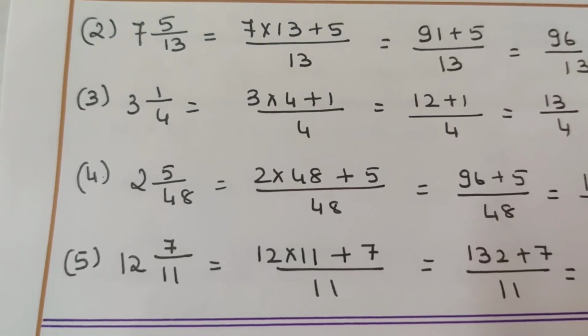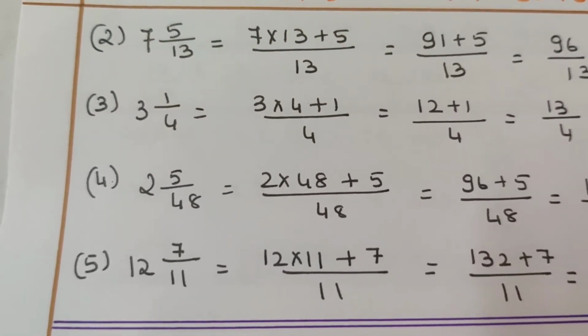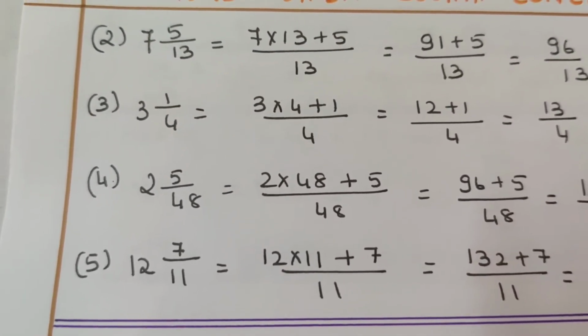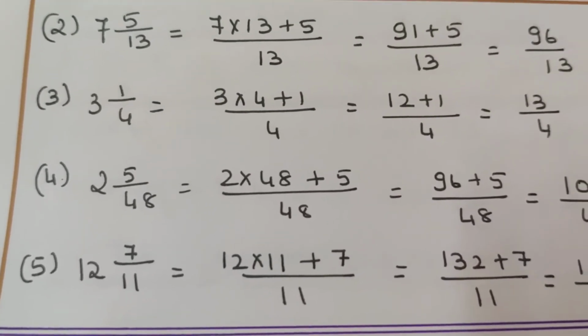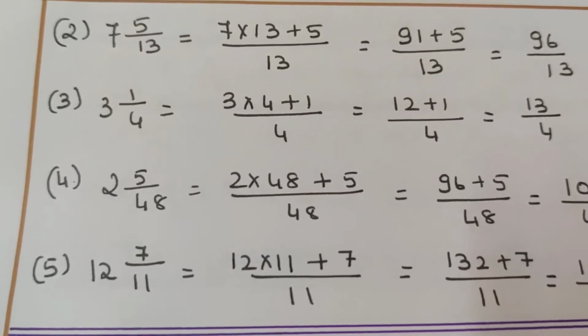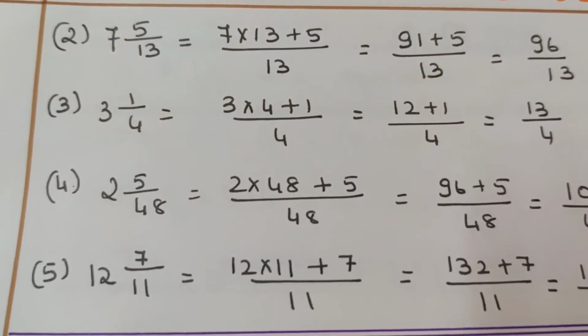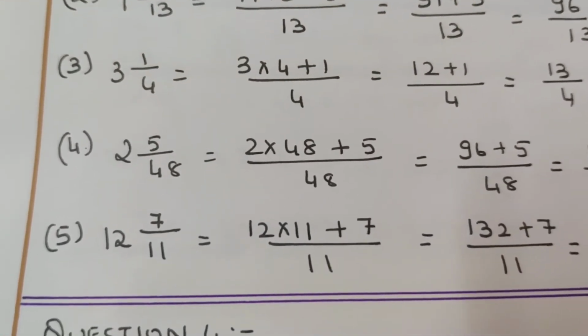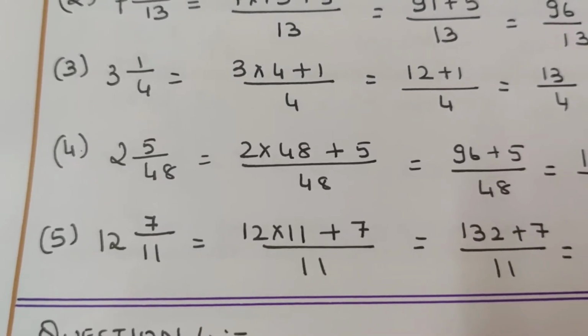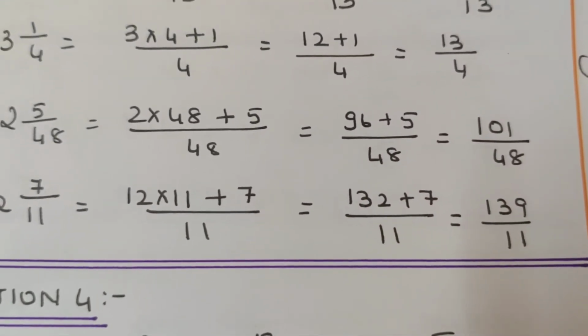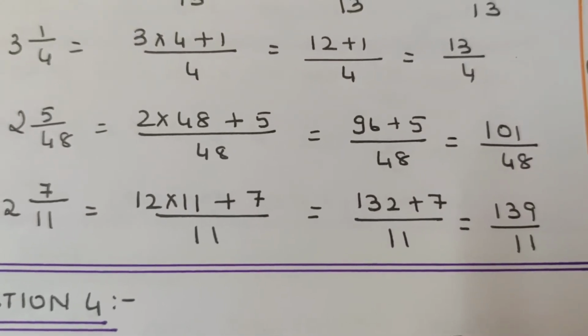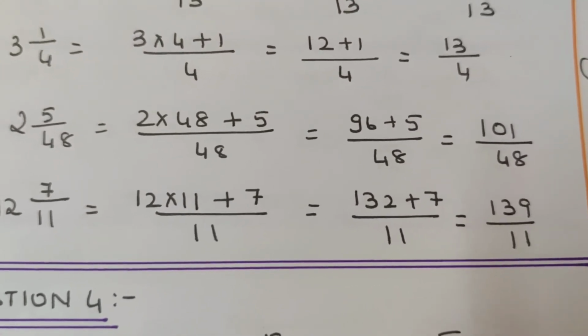3 1 by 4. 3 into 4 plus 1 by 4 is equal to 12 plus 1 by 4, that is equal to 13 by 4. The next one, 2 5 by 48. 2 into 48 plus 5 is equal to 96 plus 5 by 48 equals 101 by 48.